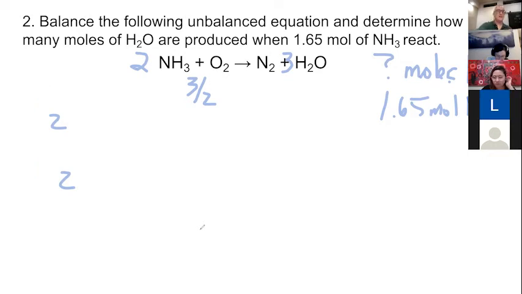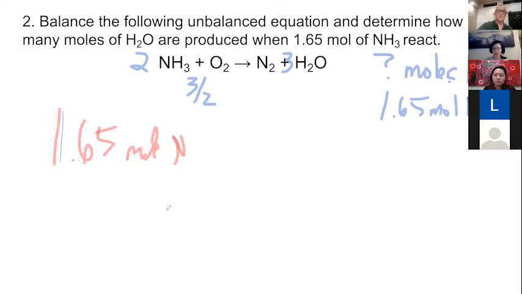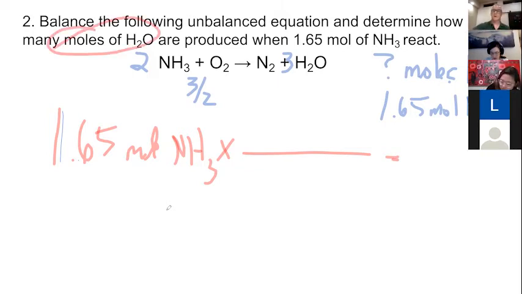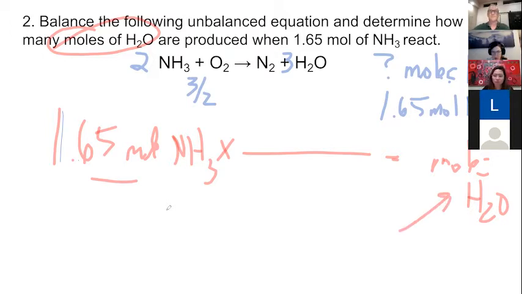So now we take the information we have. We have 1.65 moles of ammonia, and we want to multiply that by something that gives us what we're looking for. We're looking for moles of water. So what is it I'm going to multiply this by to give me this? We just follow the same thing we've always done. We put the units we want on the top and the units we want to cancel on the bottom.